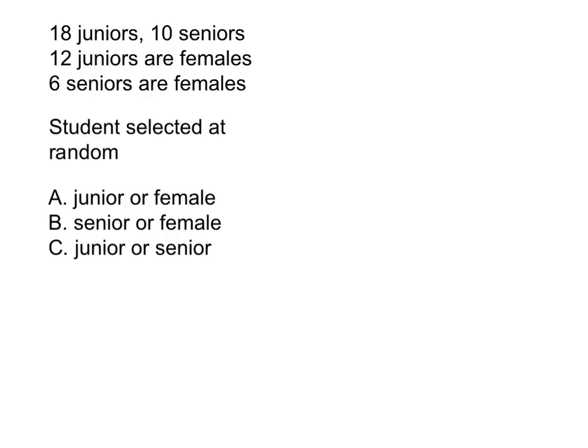A class contains 18 juniors and 10 seniors. 12 of the juniors are females and 6 of the seniors are females. A student is to be selected at random. Find the following probabilities: that either a junior or a female is selected, either a senior or a female is selected, or that a junior or a senior is selected.